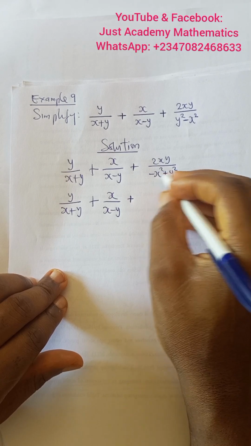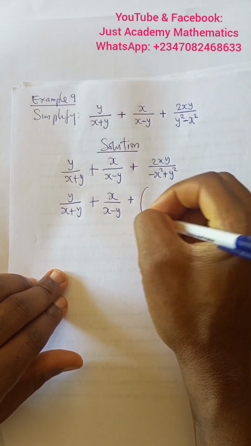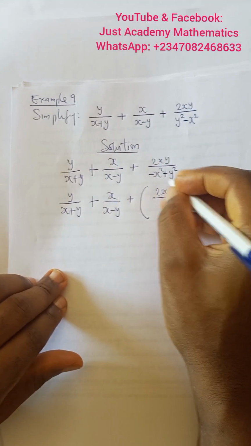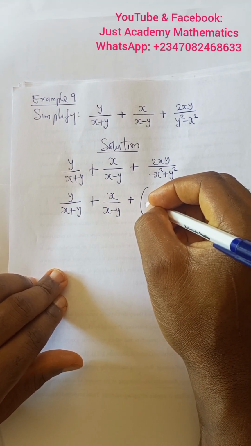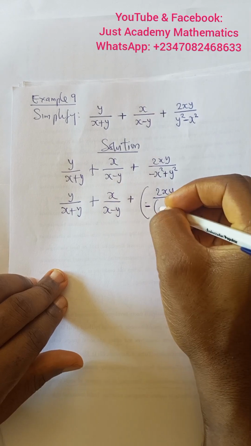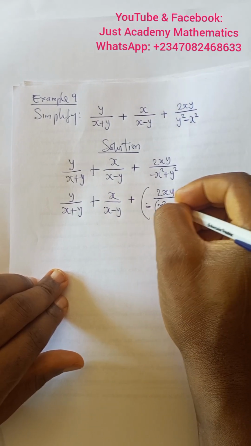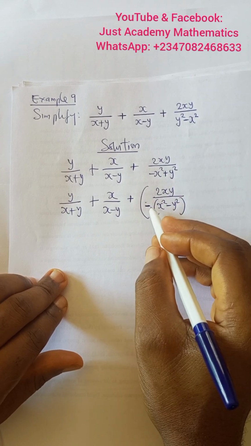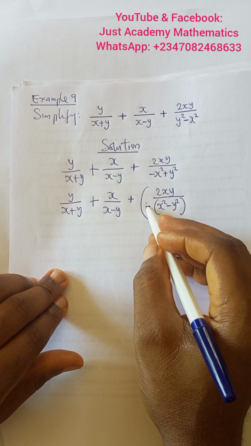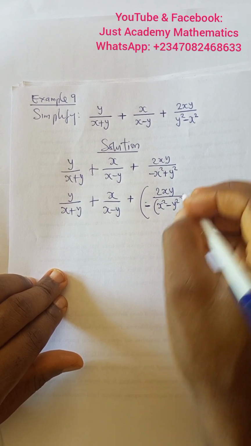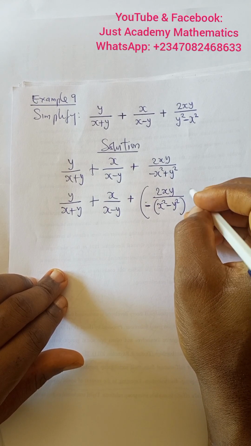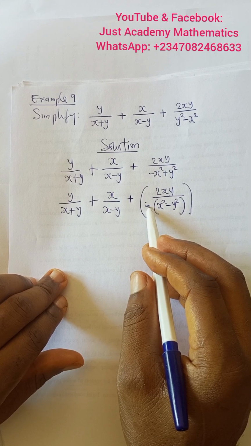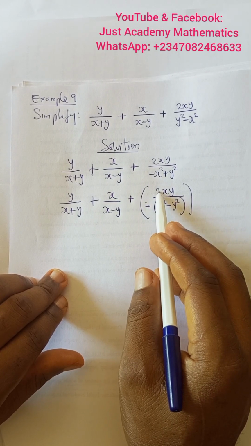Now, if you factor this minus out, this is still 2xy over. If you factor this minus out here, down here, you have x squared minus y squared. Because minus times this will give you this, minus times this one will give you plus. Are you with me?